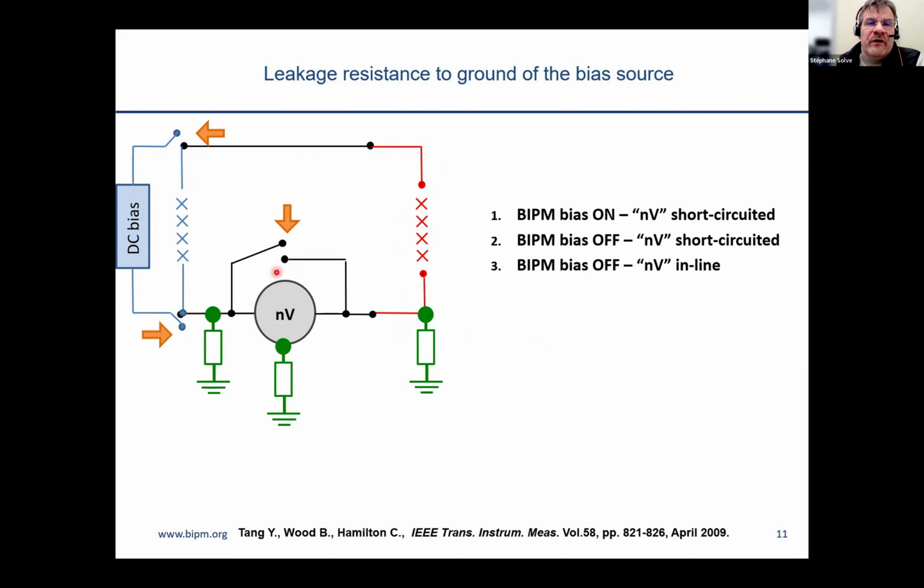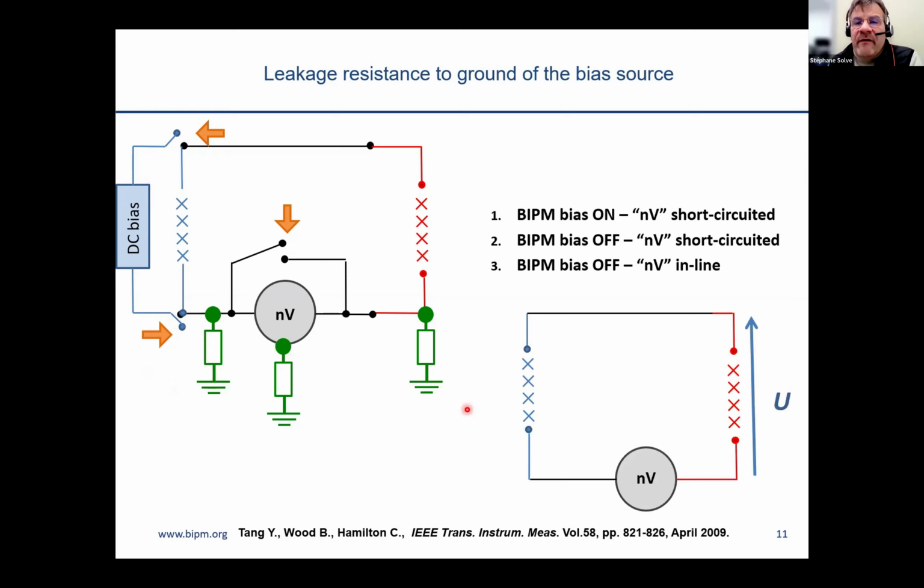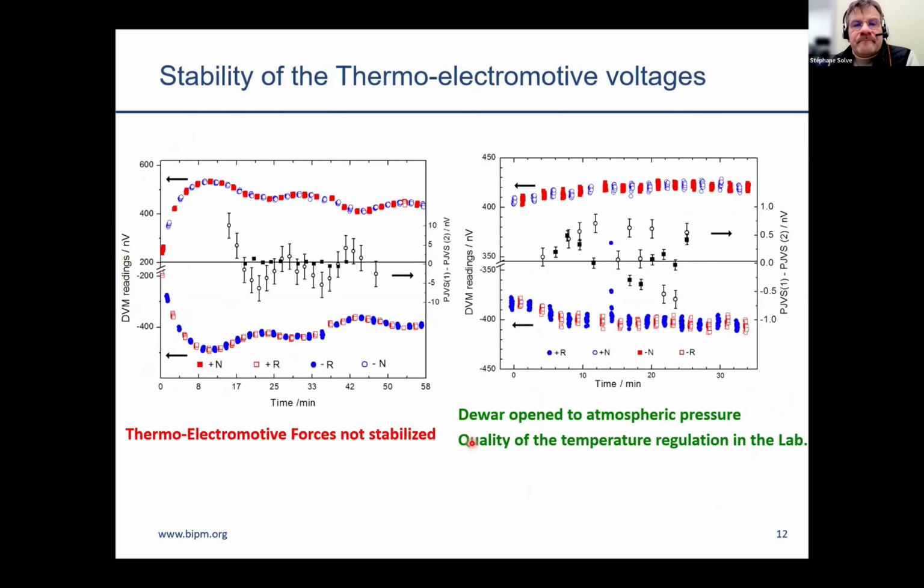Once this is done, we just have to remove the switch and also remove the BIPM DC bias source, and we will end up with a very simple measurement setup where there is no DC bias anymore. The RF sources are, of course, still present, but you won't see them in this DC schematic. There are only the two arrays with the nanovoltmeter. This tool was very important to investigate possible leakage to ground coming from the DC bias source of the array.